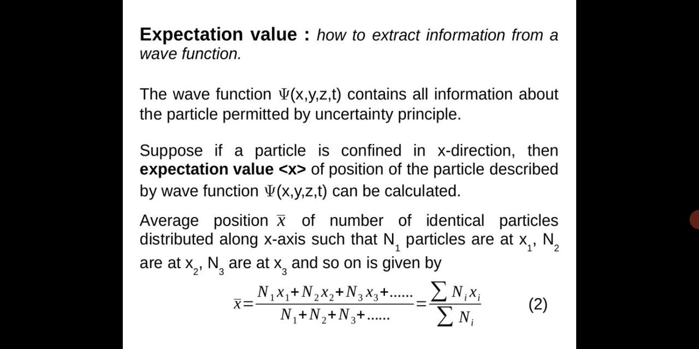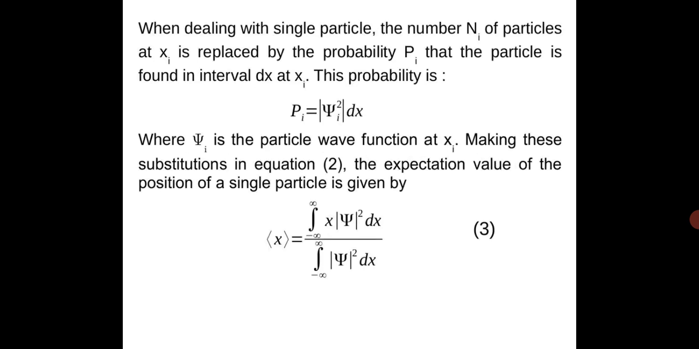So suppose a particle is confined in the x direction. Then the expectation value of x, the position of the particle described by the wave function psi, can be calculated. The average position of a number of identical particles distributed along the x-axis, such that n1 particles are at x1, n2 are at x2, is given by a summation, which is given over here.